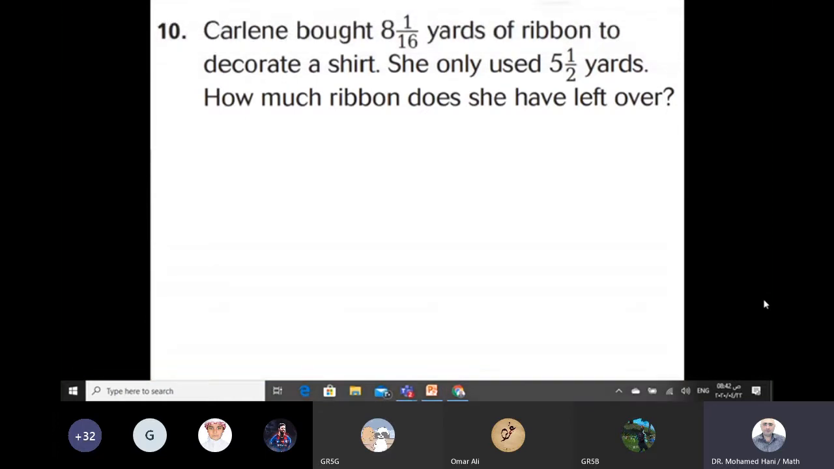Carlene bought 8 1/16 yards of ribbon to decorate a shirt. She only used 5 1/2 yards. How much ribbon does she have left over? Whenever you see left over, that's a clue to subtract. And when you see she only used, that's another clue to subtract. Let's go ahead and subtract.